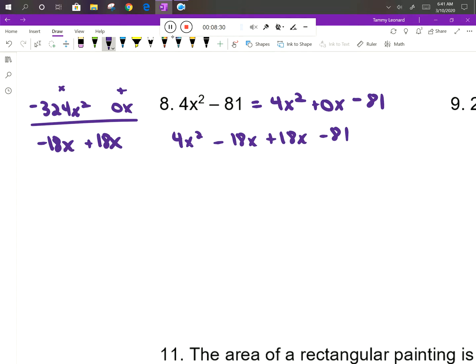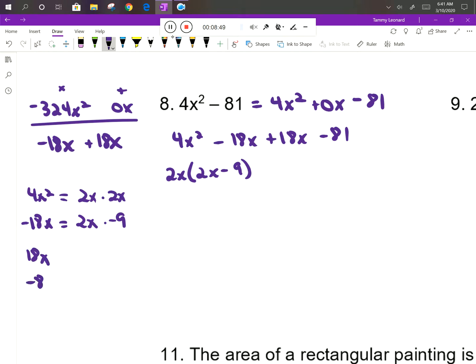So we have 4x squared minus 18x plus 18x minus 81. The first two terms, 4x squared and negative 18x, have a 2 and an x in common. The top needs to be multiplied by another 2x and the bottom by a negative 9. So we can factor out the 2x, leaving behind 2x minus 9.